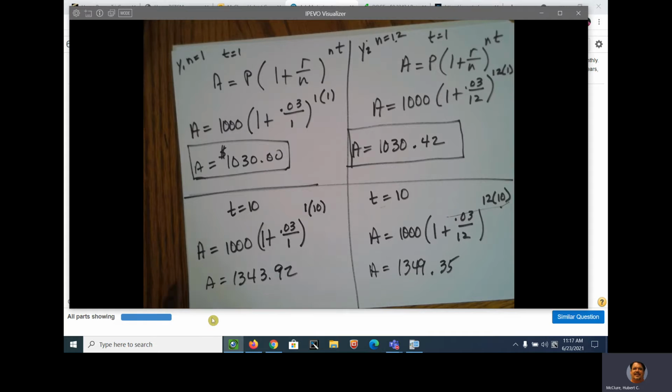And I did it at t is equal to 1 year and t is equal to 10 years. Just plug and chug and work it on the calculator. That's all I want you to be able to do.